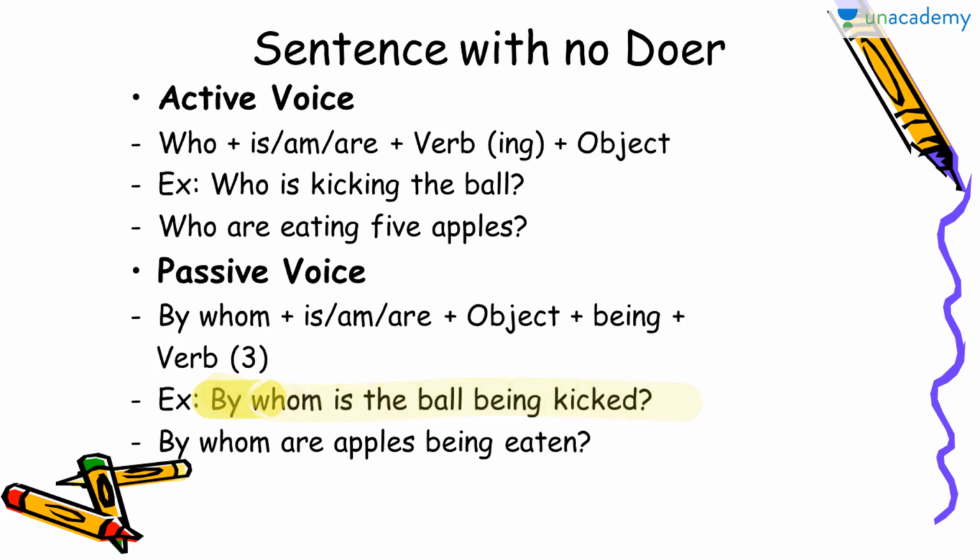So it starts with by whom. Because ball is singular, we are using is. Then being to tell that the sentence is in continuous tense, and then kicked, which is third form of kick. Again, another example, by whom are apples being eaten? So apples, which was here as object, comes right over here, and because it is in plural, we are using are, and after our apples we are using being and then verb third form.